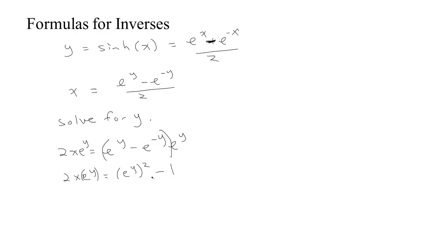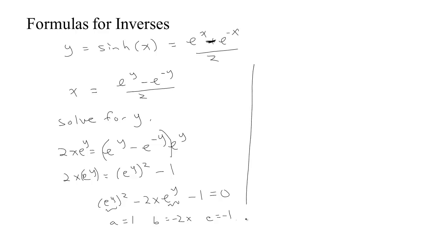It's quadratic in e to the y. I have basically e to the y squared minus 2x e to the y minus 1 is equal to 0. And I can use that quadratic formula to solve for the variable e to the y. I have here a quadratic where the coefficient of the squared term is 1, the coefficient of the linear term is negative 2x, and the constant c is negative 1. So I can use the quadratic formula to solve that.